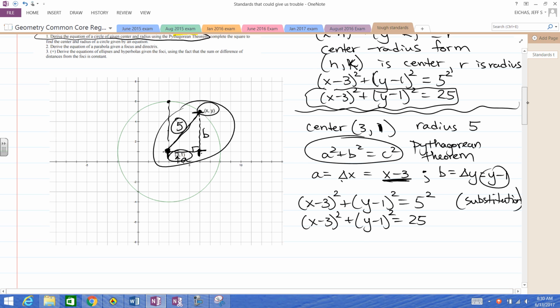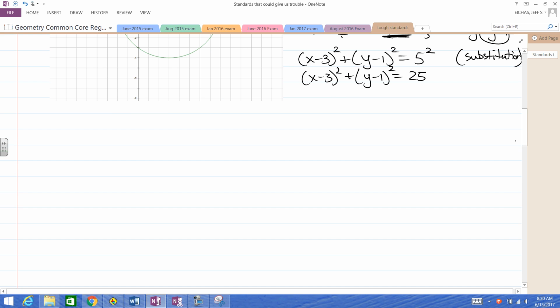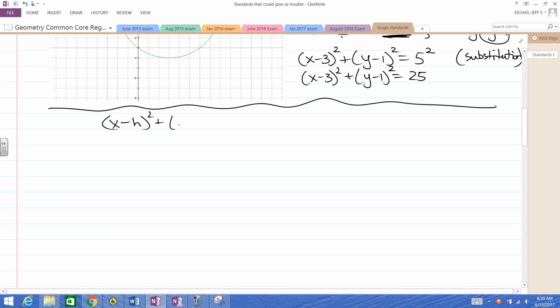All right. Now, the other one, complete the square, that has come up several times. So I'll show you an example of that. Okay. Again, we want to get an equation in this format. X minus h squared plus y minus k squared equals r squared. That's that center radius format. Now, the equation they're going to start out giving you is as follows. Let me just go get that.